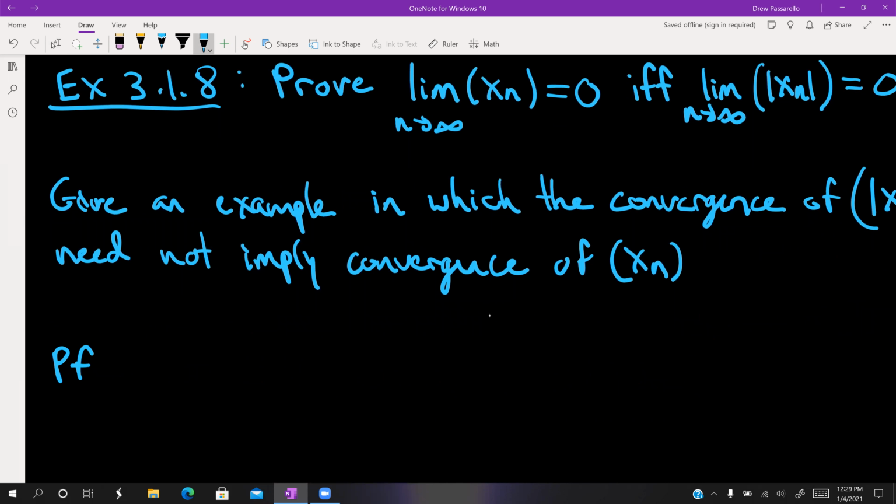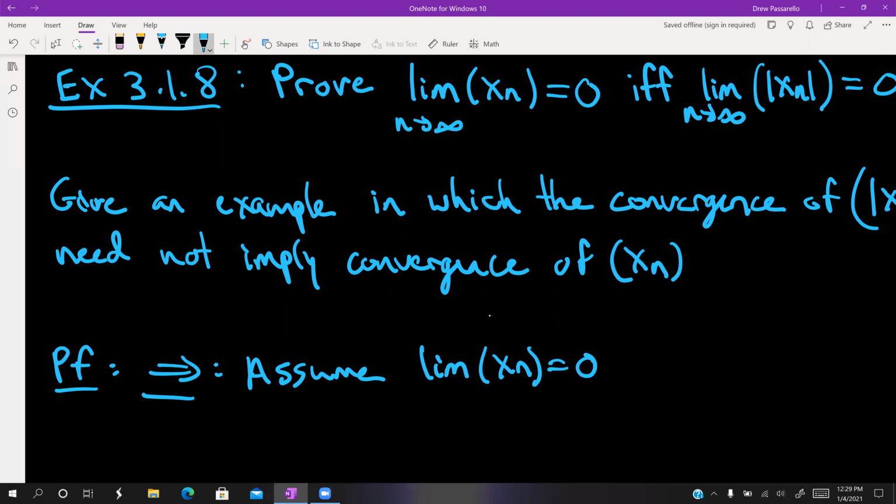So this is an if and only if proof. So I'll do this direction first. I'll assume the limit of the sequence xn equals 0 and show that that is going to imply that the limit of the absolute value of xn is also 0. So let's, again, I have to have some epsilon that's given. So given epsilon.